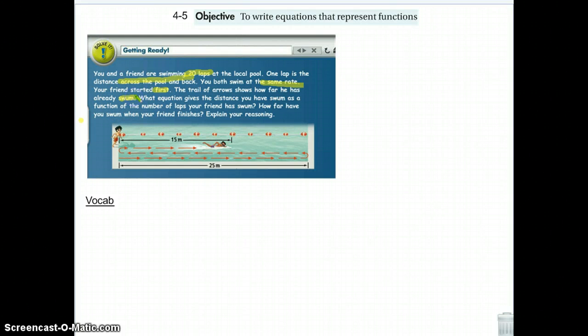Now this says swum, and I'm not sure if that's true or not, if it's swum or swam, but I'm going to say swam. We'll have to ask Miss Alesso about that.